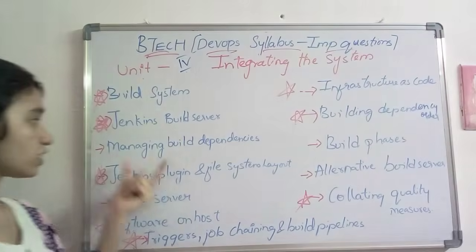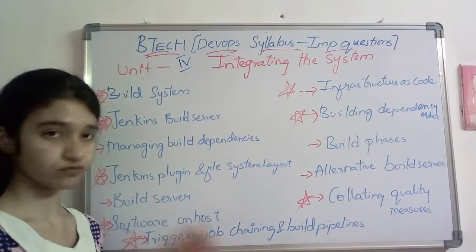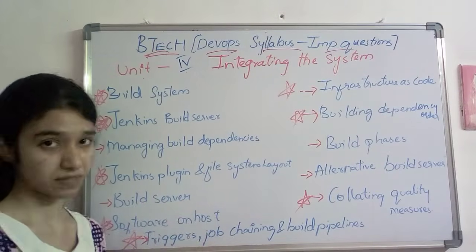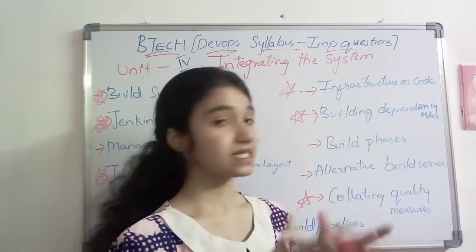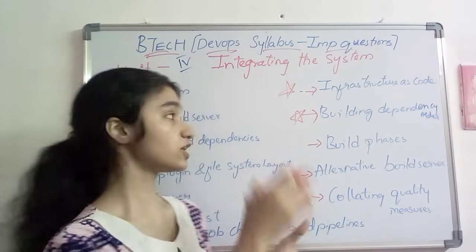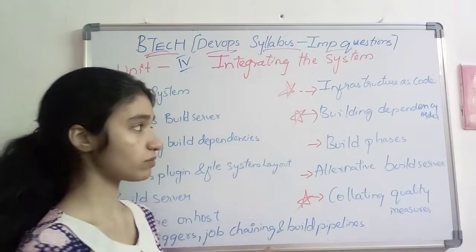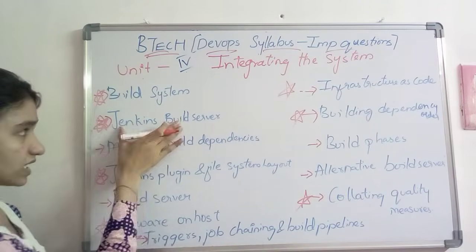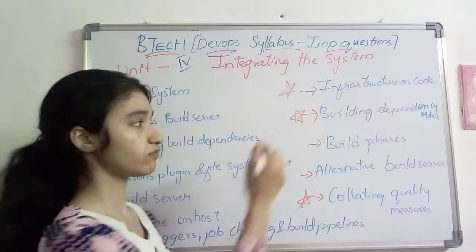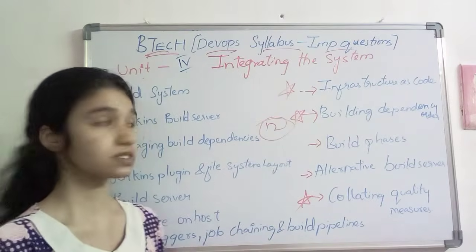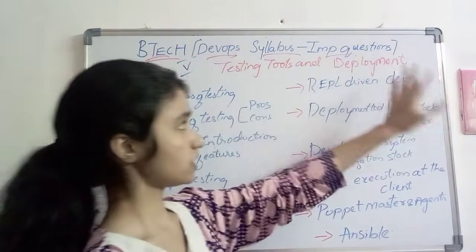Okay? And whenever you are writing about Jenkins plugins, mostly they will have 4 to 5 types, and you have to explain them. Okay? And this unit is all about writing the information that you exactly know about the topic. If you can accurately write the information, for example about the Jenkins build server and Jenkins plugins, then definitely you can get full marks in this unit. So let's go to the fifth unit, testing tools and deployment.